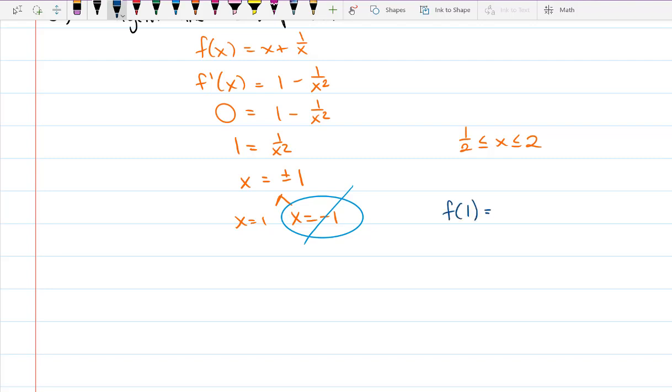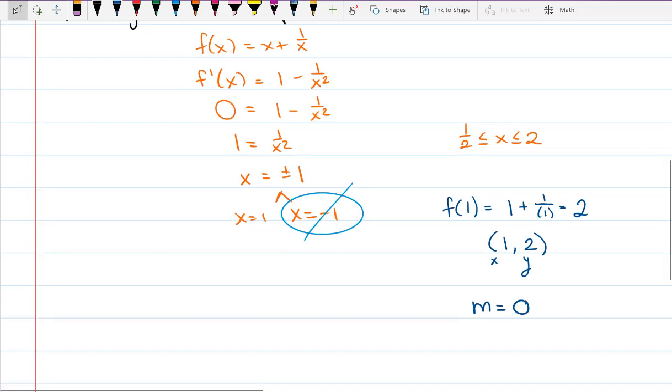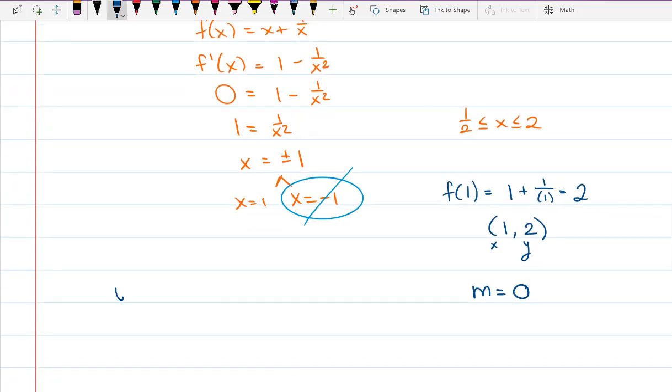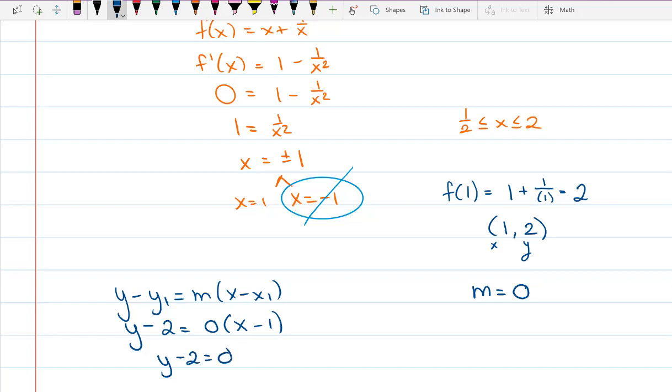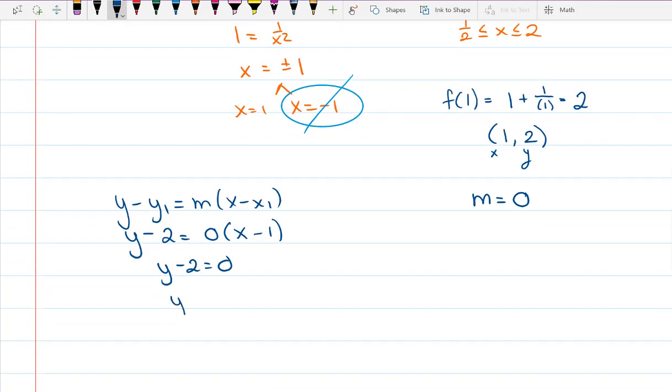So f of 1 is 1 plus 1 divided by 1, which is 2. So it gives us the coordinate (1, 2). This is our x and our y value, and we know our slope is 0. So what we do from there is take all our components to find the equation of a line. y minus y1 is equal to m times x minus x1. You get y minus 2 is equal to 0 times x minus 1. So y minus 2 equals 0. And from there you get y equals 2. And this is the equation of our tangent line.